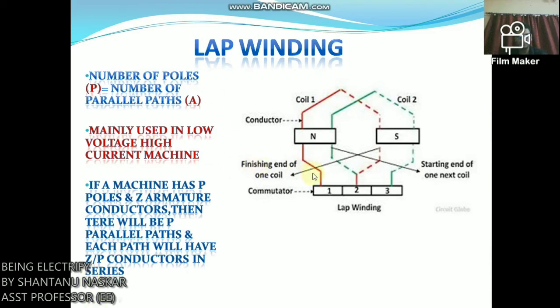The end of each armature coil is connected to the adjacent segment on the commutator. The number of brushes in the lap winding is equal to the number of parallel paths, and these brushes are equally divided into negative and positive polarity. Also, if a machine has P poles and Z armature conductors, then there will be P parallel paths and each path will have Z by P conductors in series.